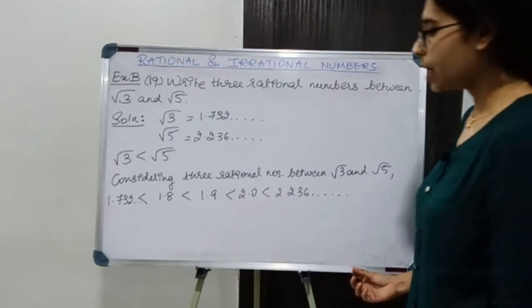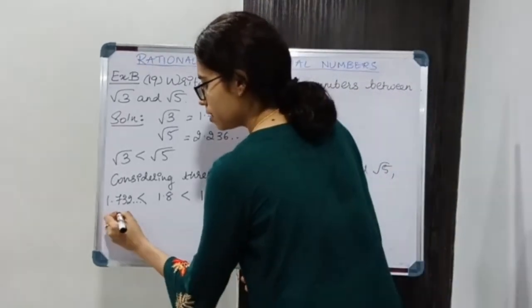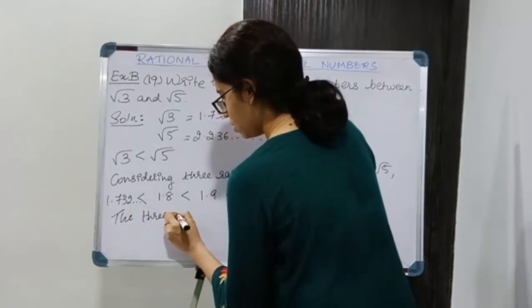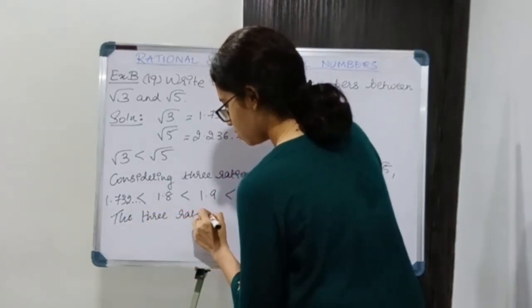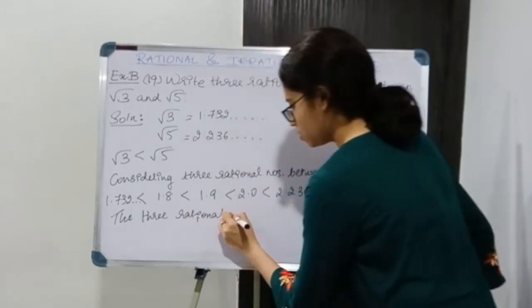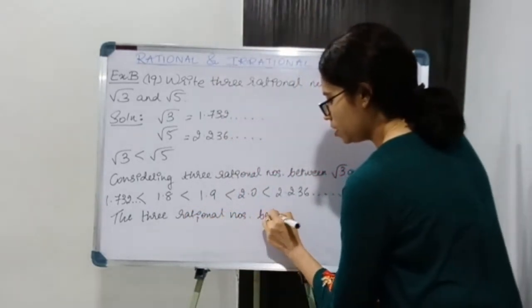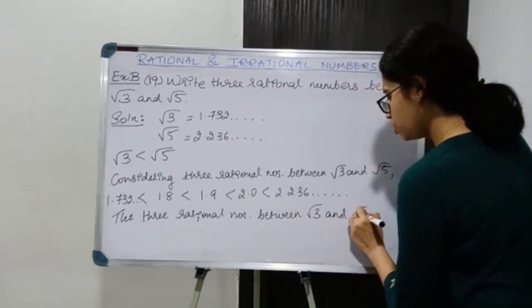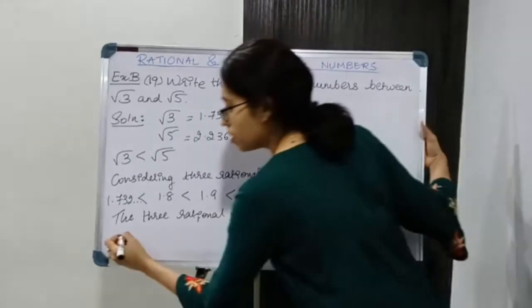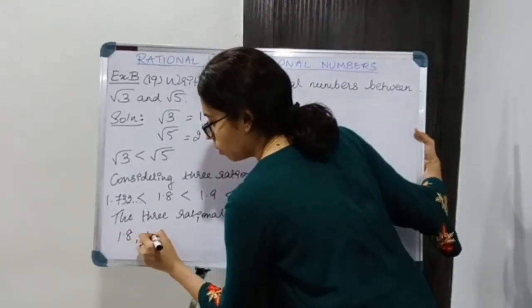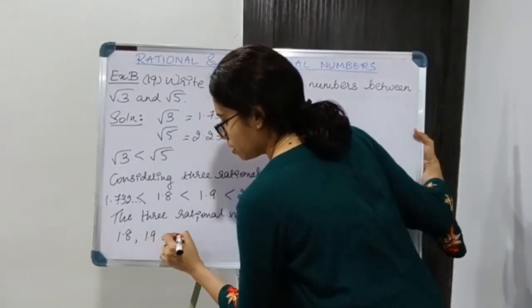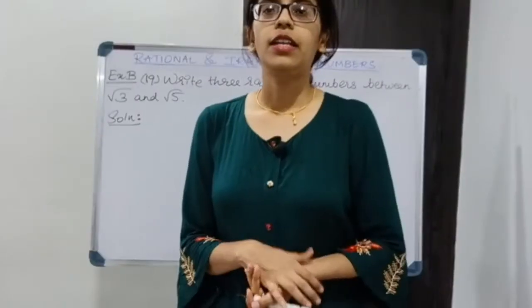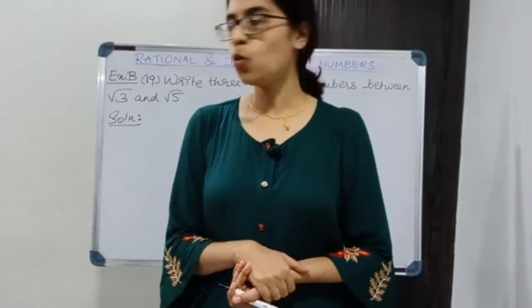Okay, now the final statement: the 3 rational numbers between root 3 and root 5 are 1.8, 1.9 and 2.0. Let us solve the sum by second method now.